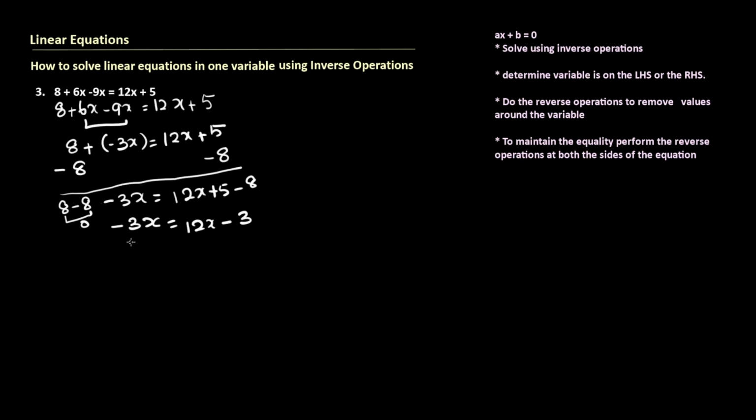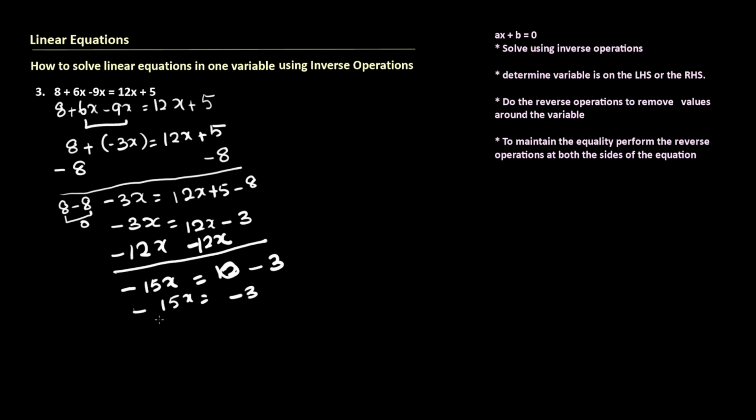Now we have minus 3x on the left hand side and 12x on the right hand side. So we are going to eliminate x from one side of the equation. Here we are going to choose the right hand side, so we are going to eliminate 12x from the right hand side by subtracting 12x, performing the same operation on the left hand side too. That makes our equation minus 3x minus 12x become minus 15x, equal to 12x minus 12x, which becomes 0, so 0 minus 3. So our equation becomes minus 15x equals minus 3.